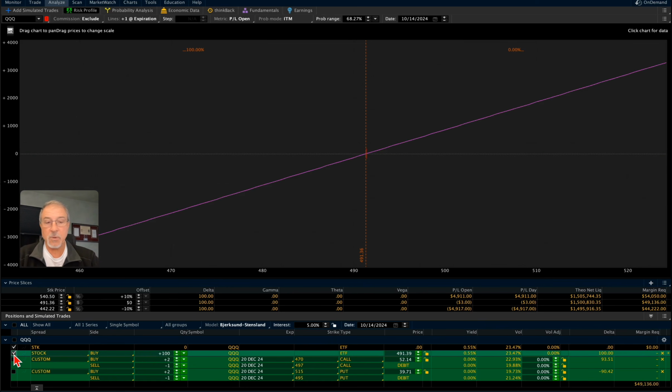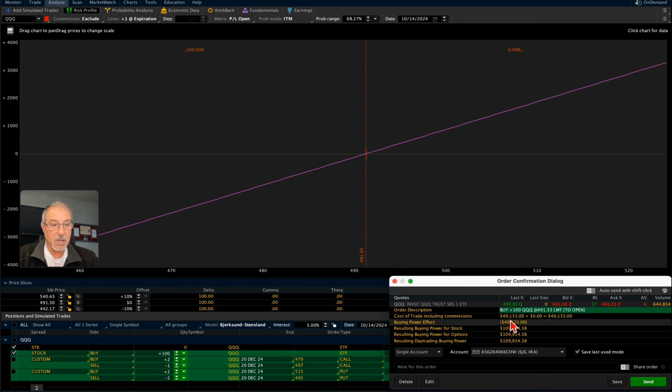I'm doing this on the Qs. If I were to come in and buy Qs, this of course would be my P&L diagram for stock as the market goes up or down. And of course, my risk here is unlimited if Qs went down to zero. But the key here is if I wanted to place this order, I confirm and send, and we can see that that's going to take $49,000 in buying power to enter this trade. Now, this would be a long stock trade. As most of you know, you can't short stock in an IRA. But there is a way around that using this particular trade and other options trades as well. So let me walk you through that.